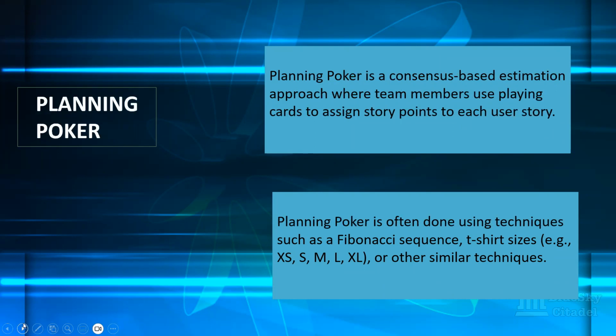And planning poker, like I said earlier, is a consensus-based estimation approach where the team members use playing cards to assign story points to each other. And like I said, each team member anonymously selects a card that represents their estimate, and the cards are revealed simultaneously once everyone participating has selected their cards. The team then discusses their individual estimates, and then they come to a consensus on a final estimate.